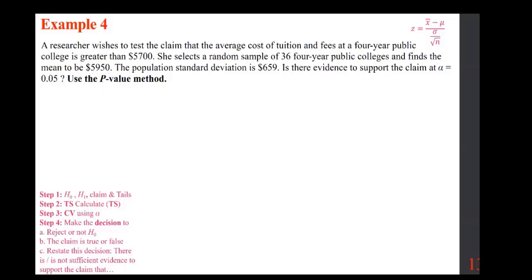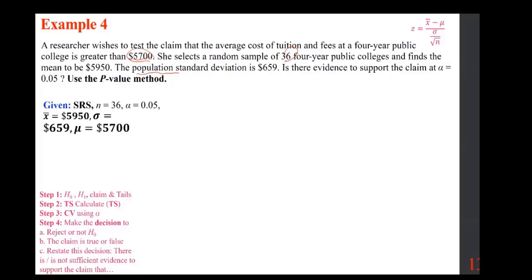To check the fee on the average, that means you're checking the mean, mu, and 5,700 refers to mu. You have a sample size of 36. For those 36, you have a mean of 5,950, that means X bar. And then the standard deviation is for the population, therefore it's safe.